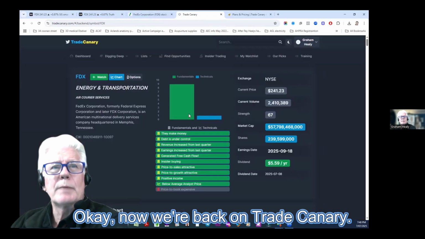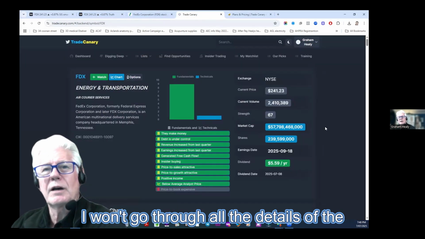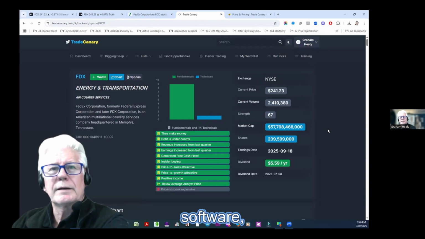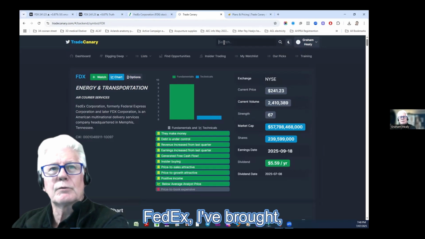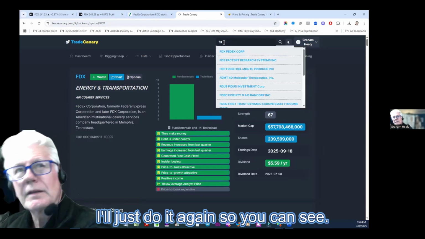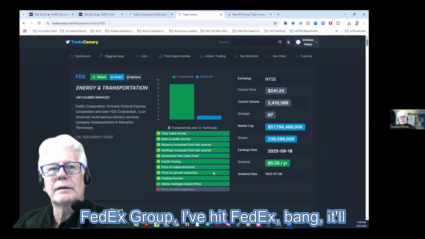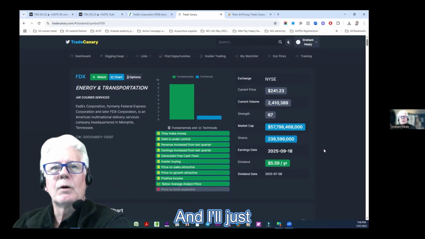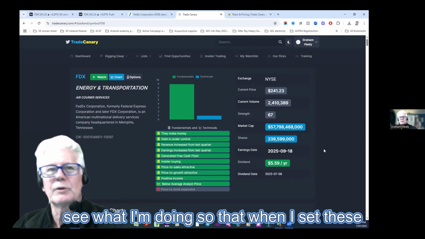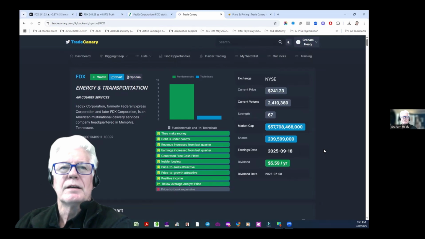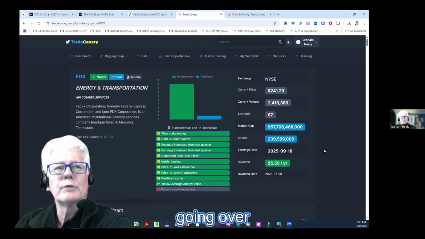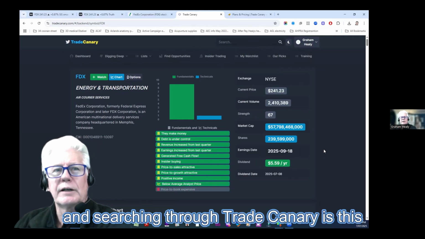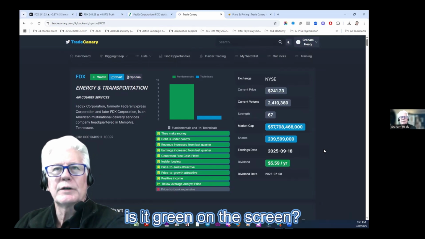Okay, now we're back on Trade Canary. I won't go through all the details of the software, but we're just on the page where I've put in FedEx. I'll just do it again so you can see. FedEx Group, I've hit FedEx, bang, it'll come up with this, and I'll just generally go over this, not in detail, but just to see what I'm doing. When I set these trades up, the number one rule you want to remember when you're searching through Trade Canary is this phrase: is it green on the screen?